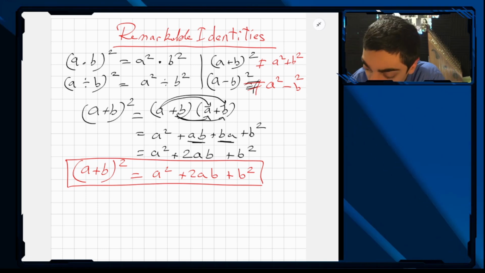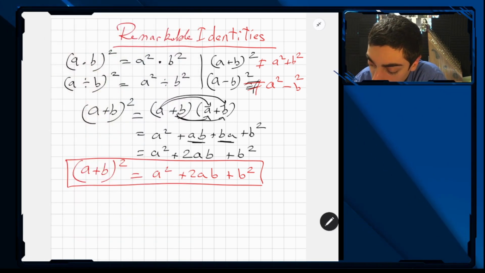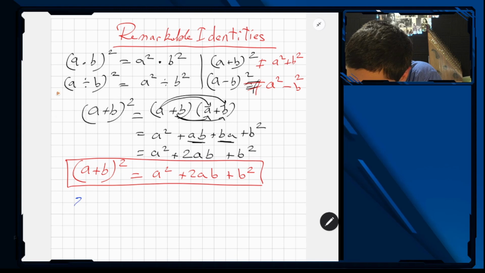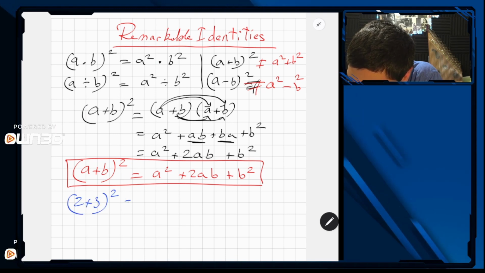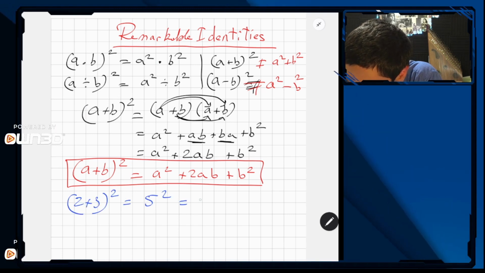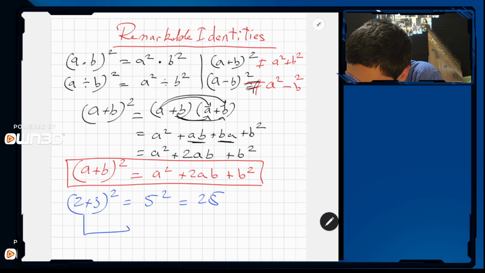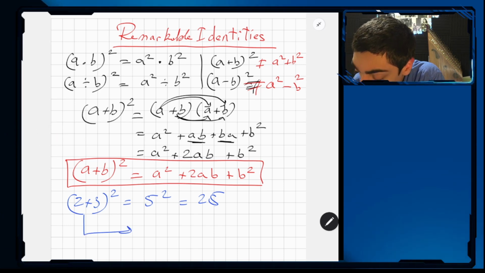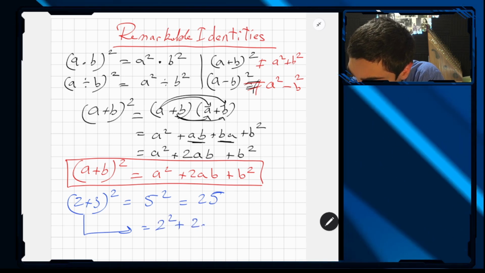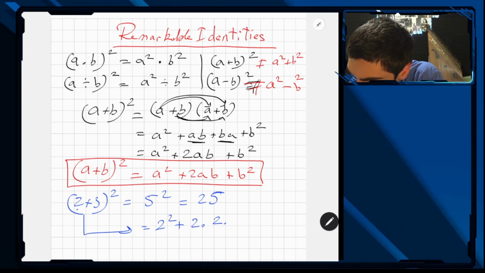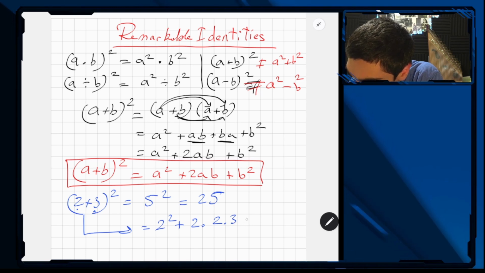And how does it work? Well, if you have 2 plus 3, the whole thing squared, well, this just gives 5 squared, which is 25. But using this identity, and I'm going to do the dumb thing of doing this here. So this gives 2 squared plus 2 times the first number, which is 2, times the second number, which is 3, plus 3 squared, which is 9.